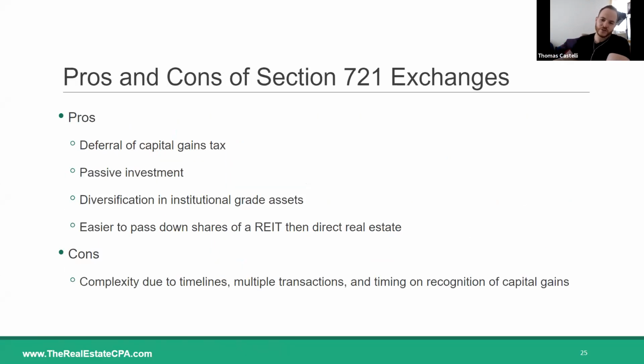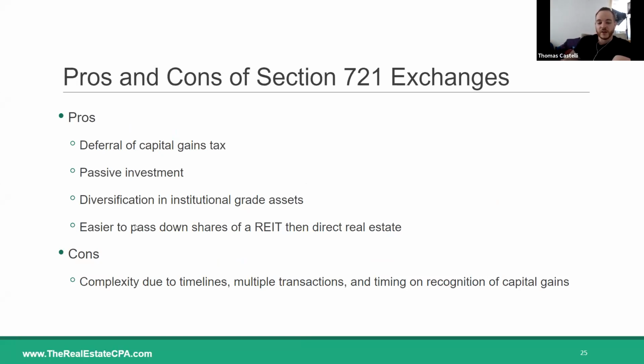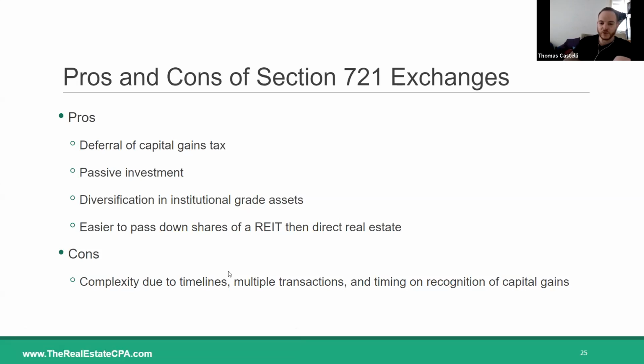Let's go into the pros of the Section 721 exchange. One, you defer your capital gains tax. Two, it's a passive investment. Three, something that you really haven't been able to get access to yet with any other strategies, is diversification into institutional grade assets. And it's easier to pass down shares of REITs than direct real estate, and this is for estate planning purposes. The cons: complexity due to timelines, multiple transactions, and timing on the recognition of the gains can often cause this transaction to be burdensome or simply not a viable solution.